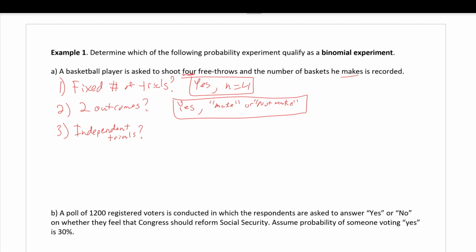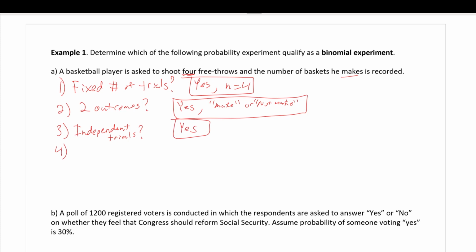We can probably say that this person has probably been warmed up, and every shot seems to be independent from each other. Okay, so an argument can be made that these are independent trials, but unless there was a specific indication in the problem that would lead you to believe that they're dependent on each other, then I would assume that they're independent. So let's just go ahead and say yes, they are independent trials. And then 4, what do we have here?